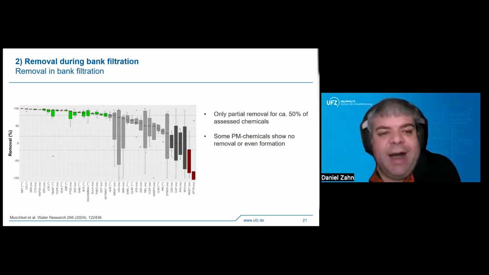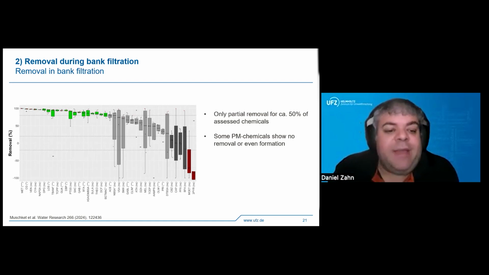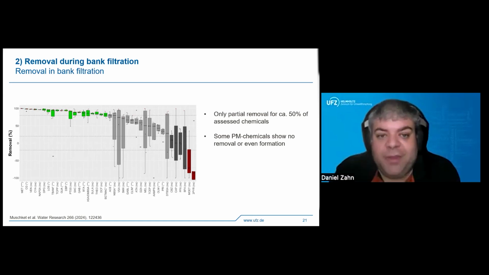So about half of the chemicals were fairly well removed during bank filtration. So again, bank filtration is an effective barrier against a number of these PM chemicals. However, the other half was only partially removed. Some were not removed at all. And for two, we even observed formation.